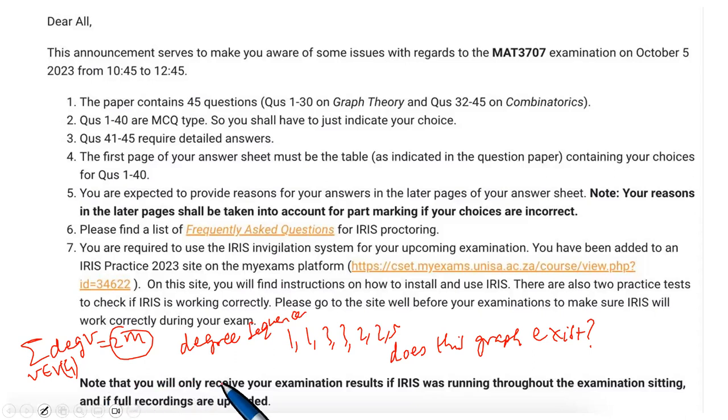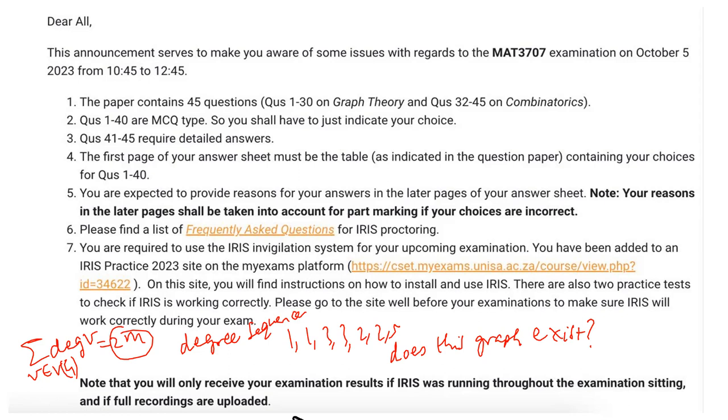Note that you'll only receive your examination results if Iris is running without the examination setting, and if full recordings are uploaded. Okay, this is very important. So you need to make sure that at least you have an Iris recording submitted. You can have a look at Iris just to make sure that it runs properly.